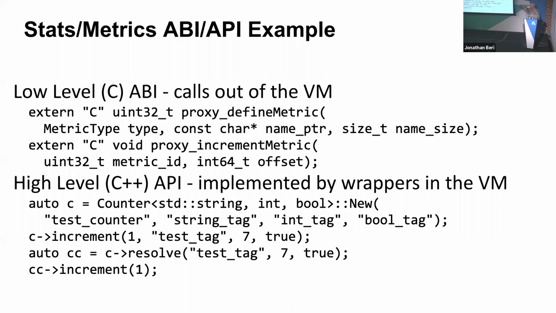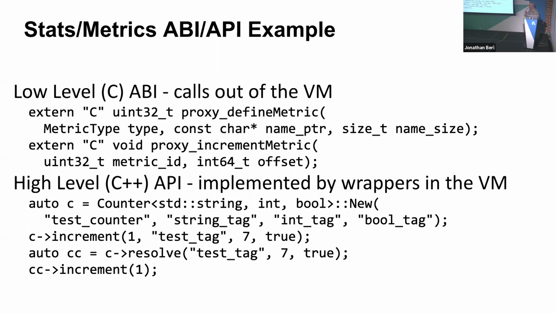Okay. So to give you an idea of what we decided to do in terms of the ABI versus the high-level API, we're going to look at defining metrics. The low-level one just takes a string, which is the name pointer and name size, a metric type, and it returns a 32-bit number, which is just a token to represent the metric. And then when you want to increment it, you pass in the token and the amount you want to increment by, and it increments it.